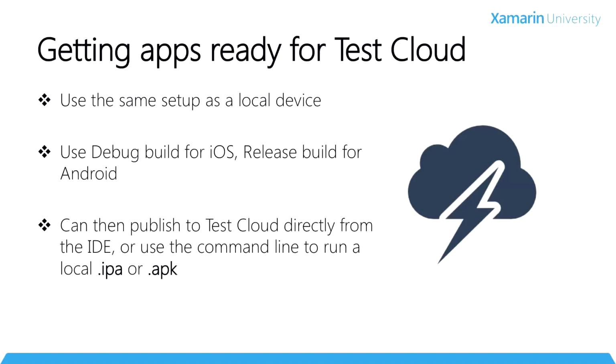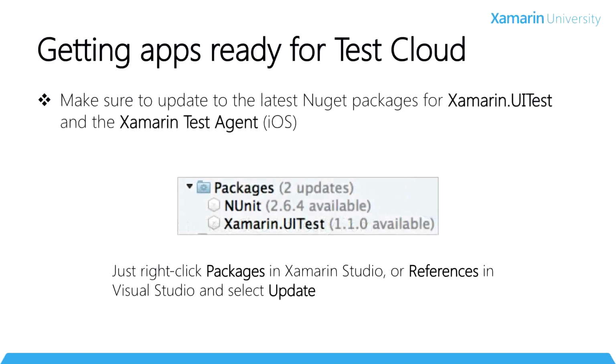In this case, Xamarin Studio and Visual Studio will build and upload your app and tests automatically and then execute them for you. One thing to note here though, you should go ahead and create a release build for your Android app, but for iOS, continue to use the debug build because the Calabash integration is turned off when you create a release build.